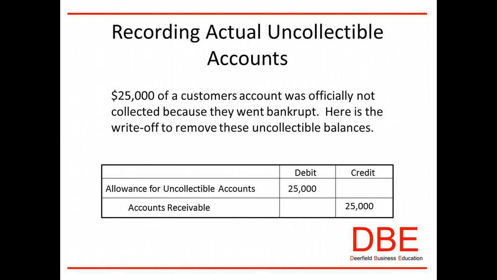So now let's say in the following year, the people go bankrupt. They don't pay us the money. So now we take it out of the contra account, the allowance account. So we debit 25,000. Remember, there was 30 in there, and then we're going to lower the receivable account. So now, they haven't paid us, we're taking out the allowance account and we're adjusting the receivable account in the next year.